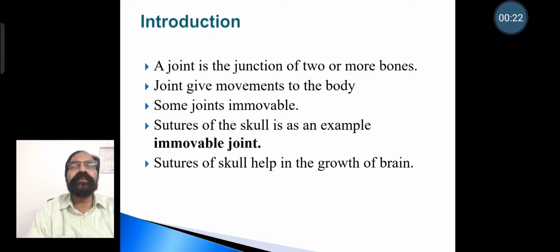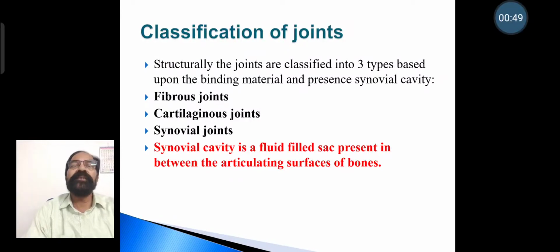A joint is the junction of two or more bones. Joints give movements to the body. Some joints are immobile. Sutures of the skull are an example of immobile joints. Sutures of the skull help in the growth of the brain. Classification of joints.